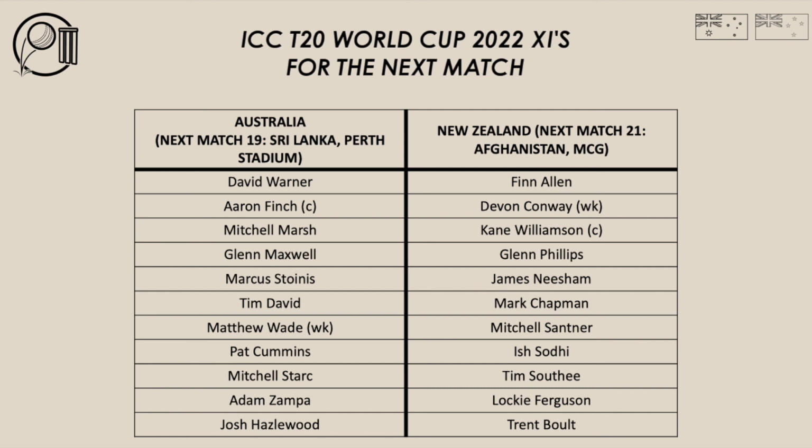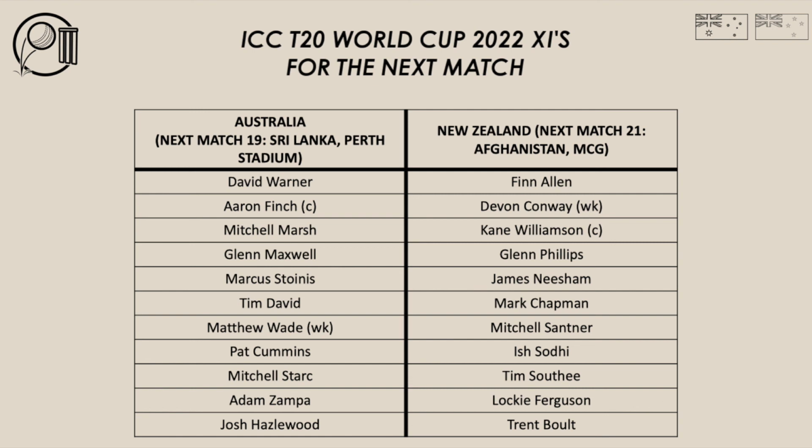For Australia, it's all about trying to get momentum and trying to get back on track in this tournament. So I think they'll keep the same 11 for their next game against Sri Lanka. So their potential 11 for the game against Sri Lanka in Perth could be Warner, Finch, Mitchell Marsh, Maxwell, Stoinis, David, Wade, Cummins, Starc, Zampa, and Hazlewood.